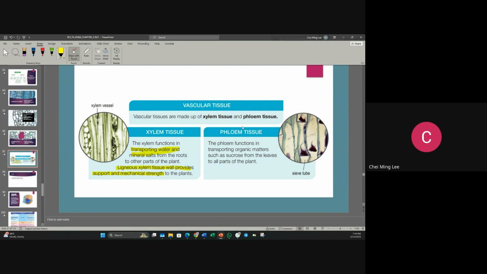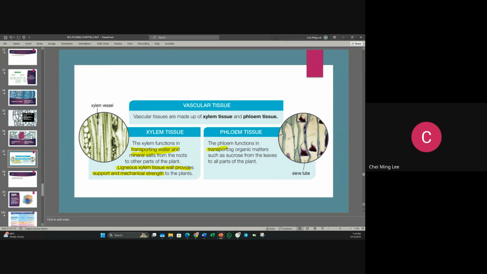Then for your phloem, the function is to transport organic matter, which is the food, normally sucrose, from the leaves to all parts of the plant. So these are their functions.